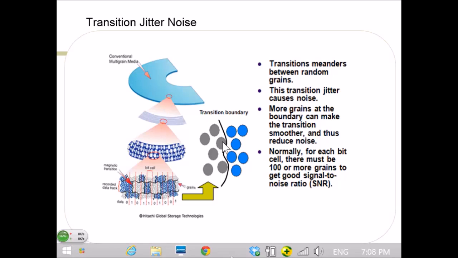the neighboring cells. Essentially, this is what happens in the hard disk drive. So essentially, this is what happens as a transition jitter. So essentially, this is a data dependent noise, because what you read in one pocket depends on the other pockets.